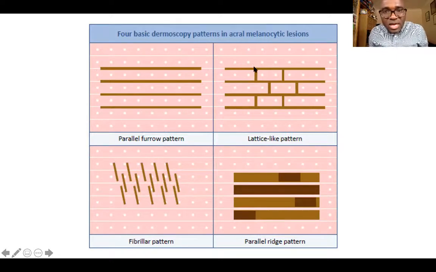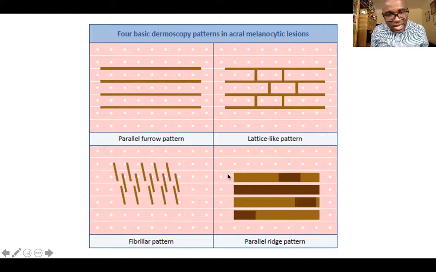When you see pigmentation crossing the ridges, not parallel but perpendicular to the ridges, and then also pigmentation on the furrows, it produces the lattice pattern. Occasionally you see pigmentation which is not necessarily perpendicular but crossing diagonally across the ridges. This is the fibrillar pattern. Again, they are not parallel to the ridges.